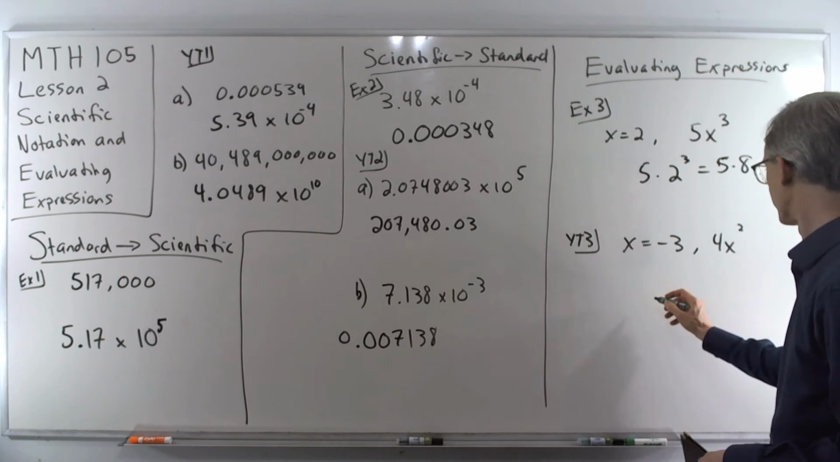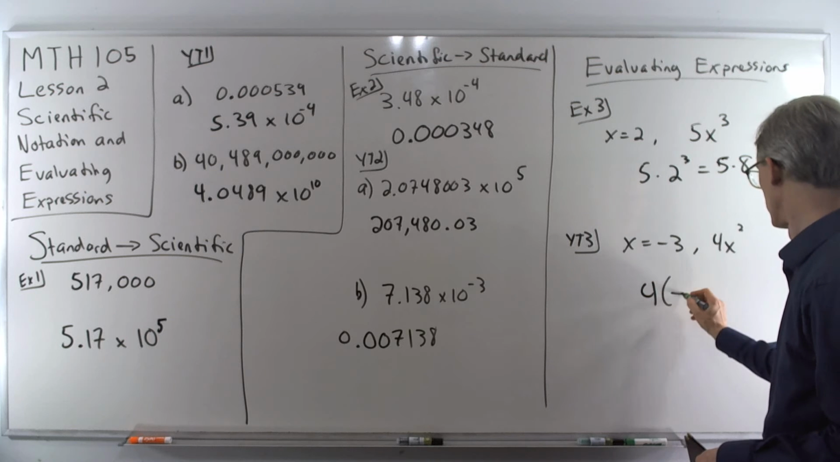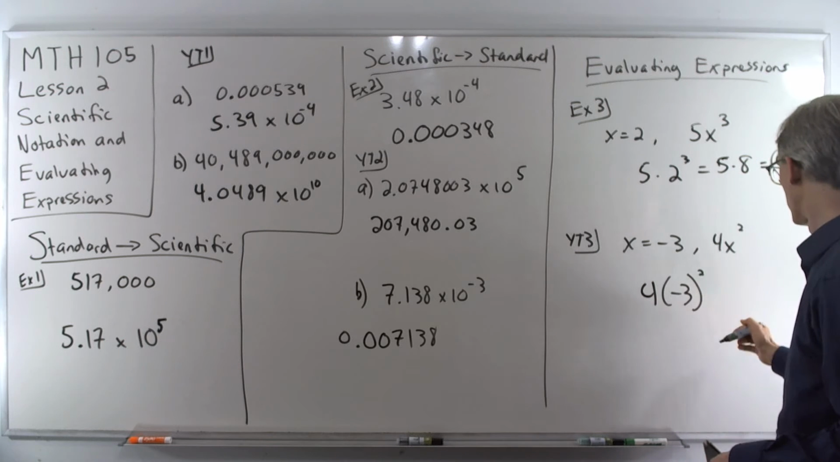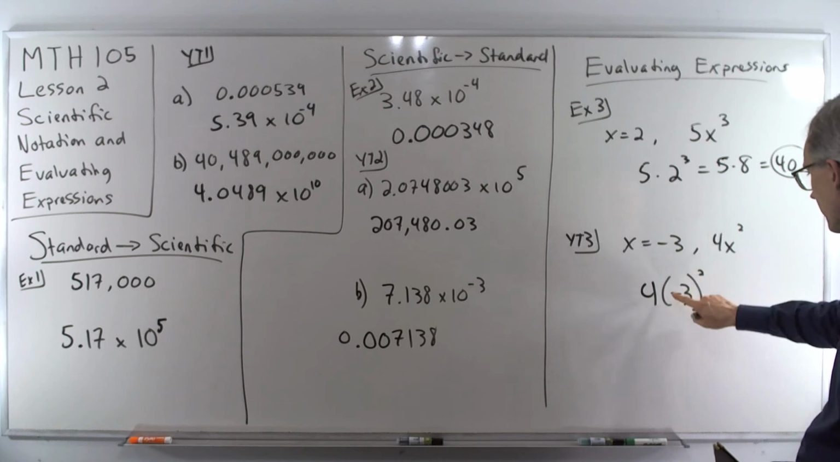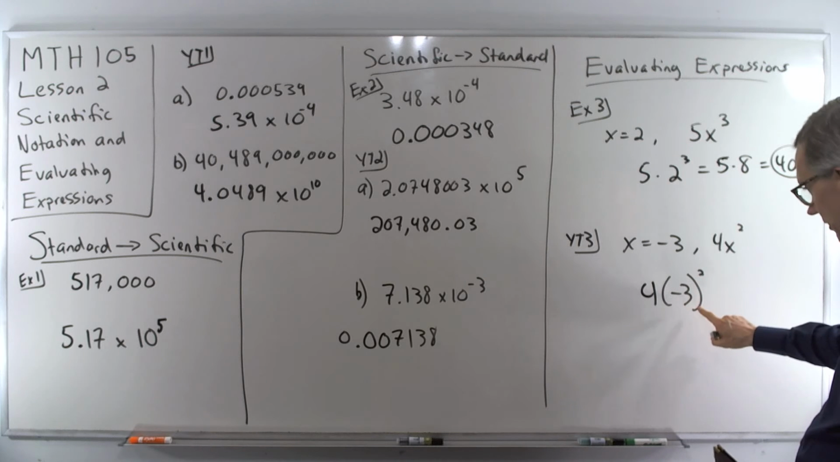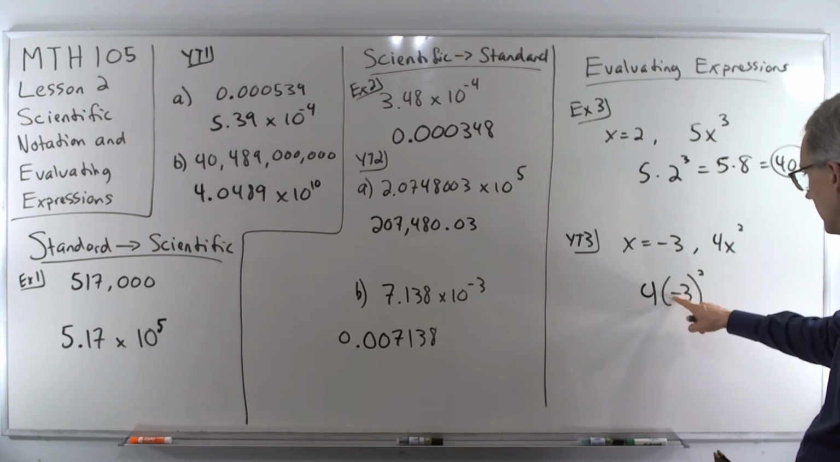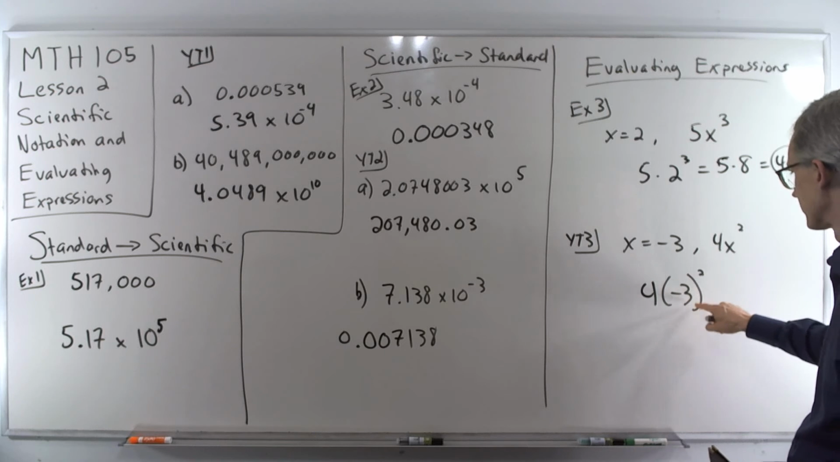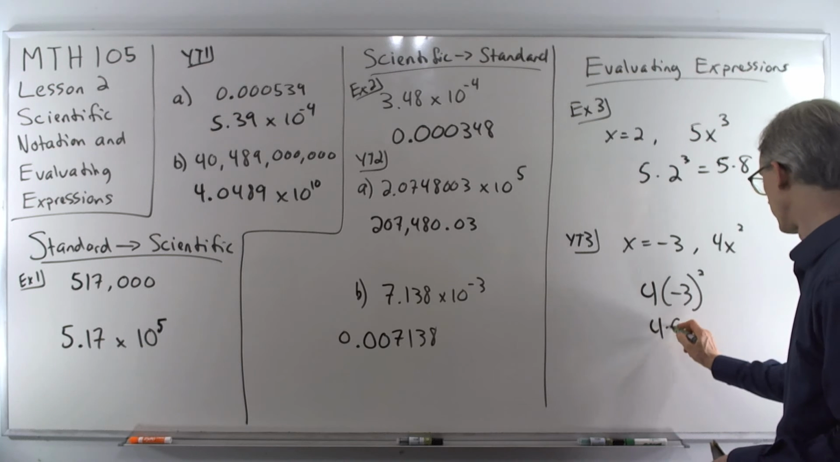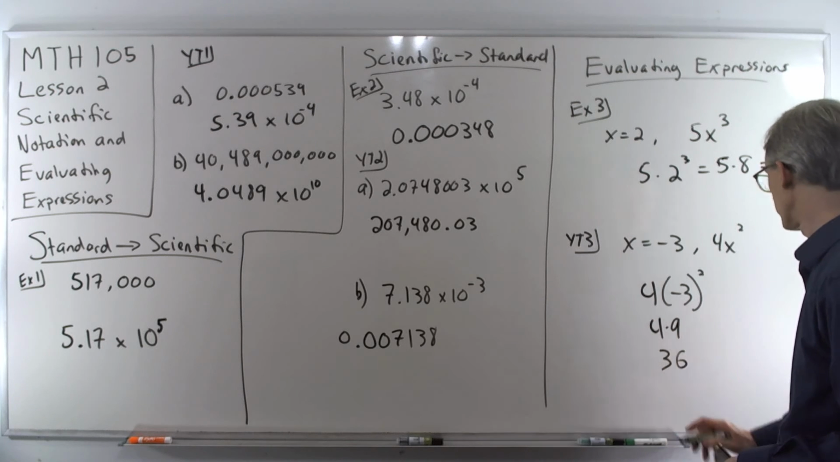Now we're plugging negative 3. Recall that the exponent only applies to the thing in parentheses, but it applies to everything in the parentheses, the negative too. So negative times negative is positive, so this will be positive. 4 times 9, or 36.